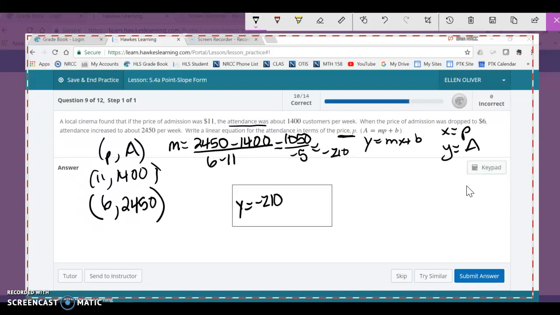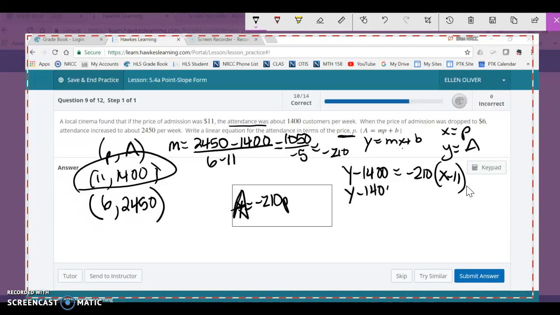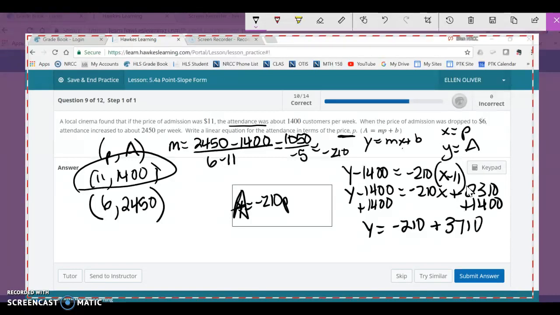Whoops, I don't need to use y, I need to use capital A. And then instead of x, I'm going to use lowercase p. Now I got to figure out what my b is, right? And there's 2 ways to do it, but I'm going to stick with the first way. So y, and I'm just going to pick this point, y minus 1,400 equals slope times (x minus 11). So y minus 1,400 equals -210x plus 210 times 11, 2310, plus 1,400 to both sides. Y equals -210x plus 3710. So I've got to remember that when I go to the next page. -210p and 3710.